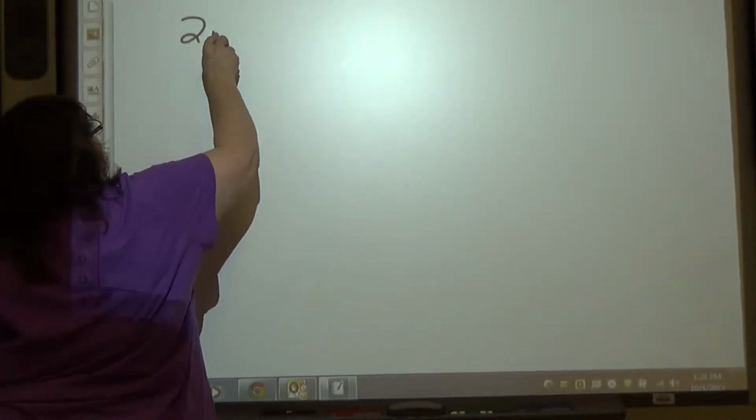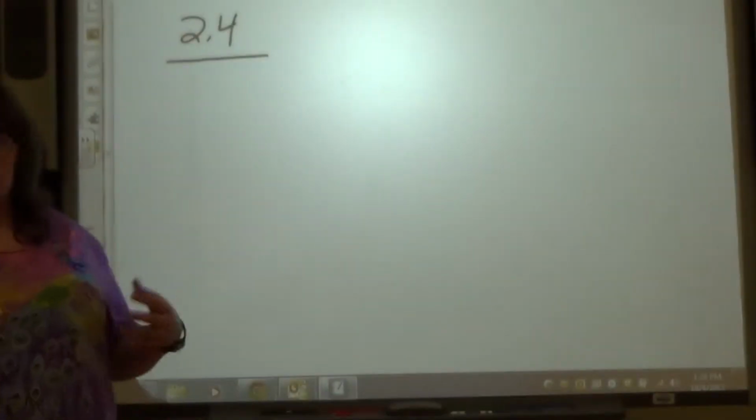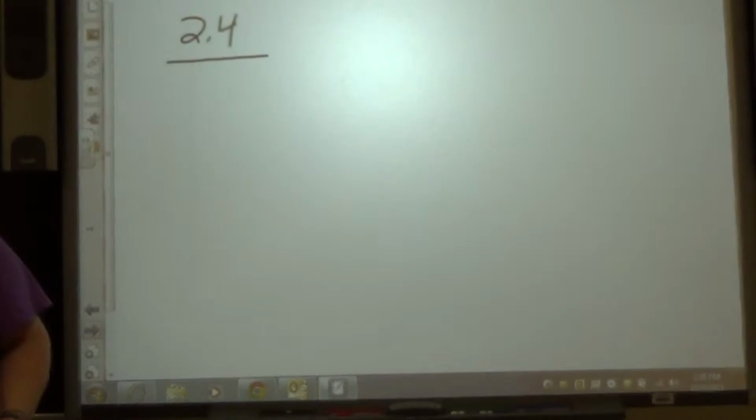Okay, today we're going to do 2.4. All right, now it's still graphing. We still have a lot of information for graphs, okay? What we're going to talk about today is vertical and horizontal shift.